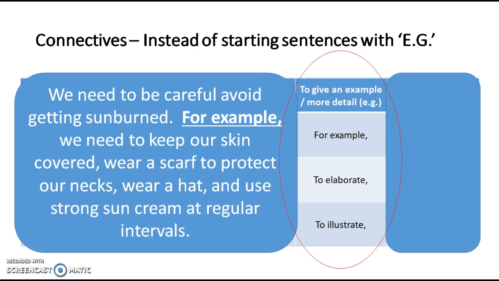So we need to be careful to avoid getting sunburned. For example, we need to keep our skin covered, wear a scarf to protect our necks, and wear a hat. These are ways that we can avoid getting sunburned. For example, I could say to elaborate, and these just show the reader that we're giving extra information. As you will see with all of these examples, the connective comes after a full stop and is followed by a comma.